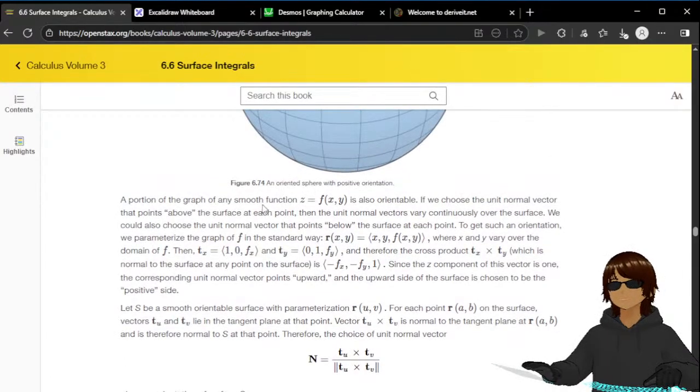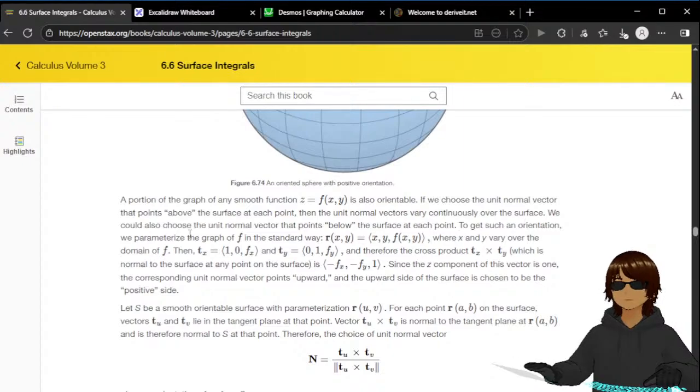A portion of the graph of any smooth function z equals f(x,y) is also orientable. If we choose the unit normal vector that points above the surface at each point, then the unit normal vectors vary continuously over the surface. We could also choose the unit normal vector that points below the surface at each point.